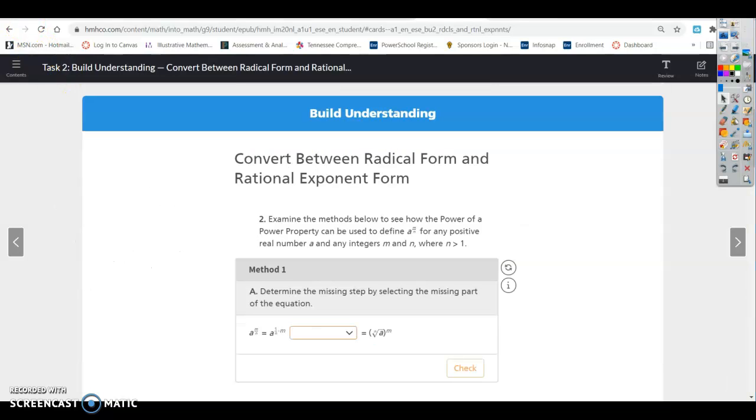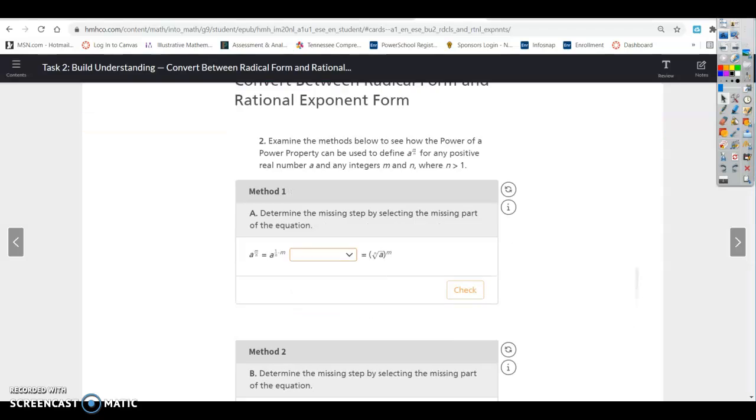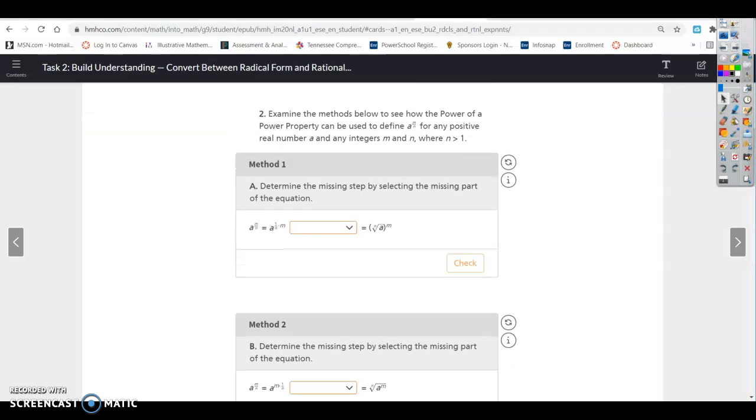All right, lesson 1.2, task 2. Convert between radical form and rational exponent form. It says examine the methods below to see how the power of a power property can be used to define a raised to the m over n power for any positive real number a and any integers m and n, where n is greater than 1. Since n is on the denominator, this has to be greater than 1, or we wouldn't have a fraction here.